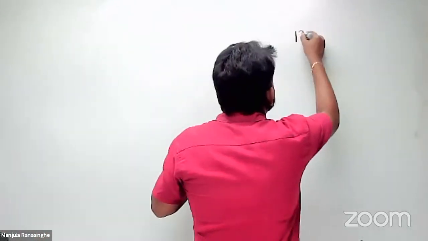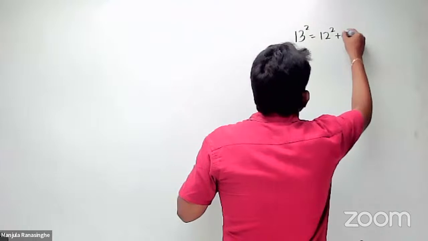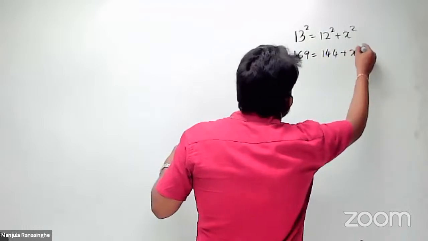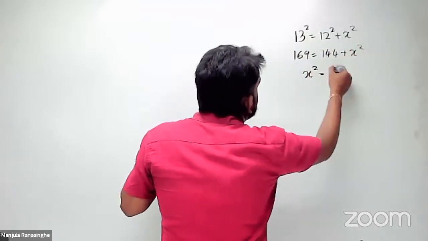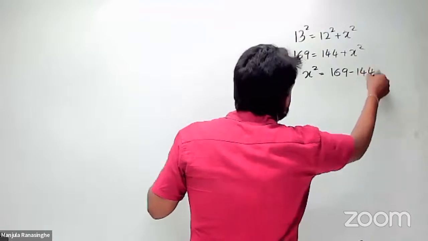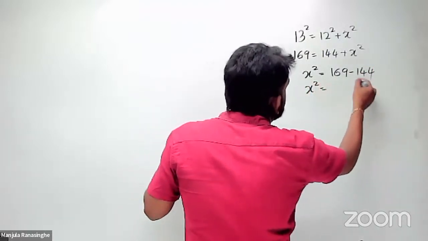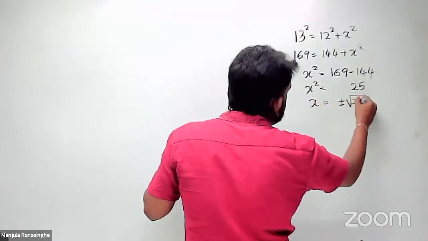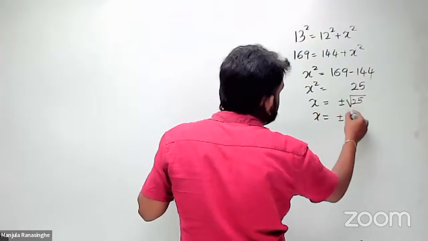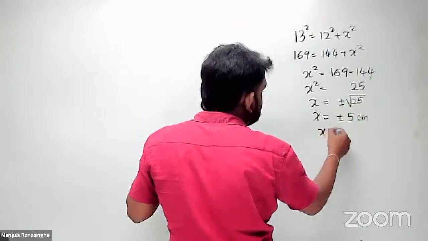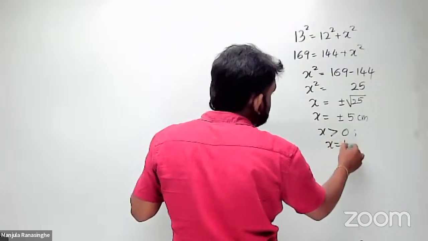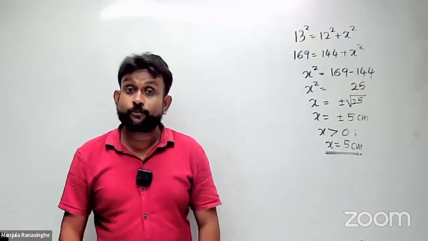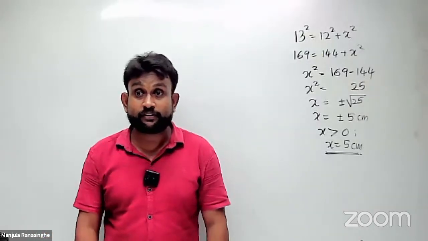13 is the hypotenuse. 13 squared equals 12 squared plus x squared. Now 13 squared is 169, and here 144 plus x squared. Just make x squared the subject: bring over 169 minus 144. Then x squared equals 25. Then x equals plus or minus square root of 25, so x equals plus or minus 5 centimeter. But since x is a length greater than 0, x is 5 centimeter. This is how you make x the subject and find the answer for x.